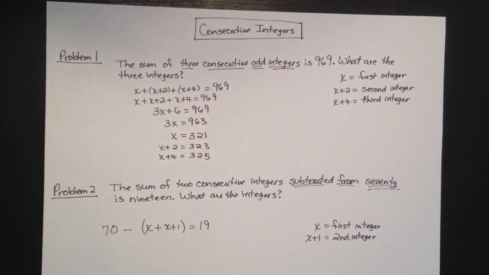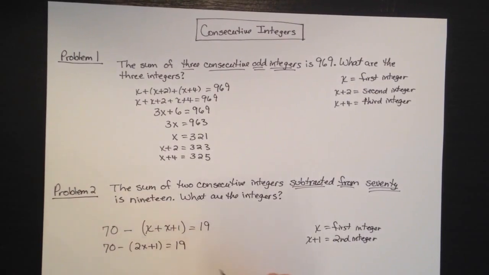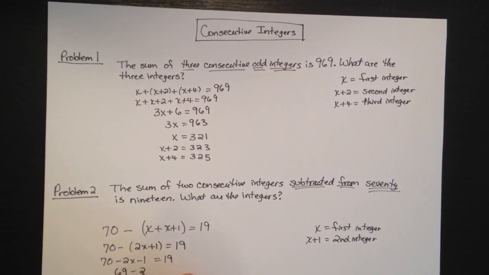Order of operations always applies, so within my parentheses I can collect like terms. I'll do that first. I have 70 minus 2x plus 1 is 19. I'll distribute the negative 1 I see outside the parentheses. This becomes 70 minus 2x minus 1 equals 19. I will collect like terms on the left-hand side of the equation. 70 minus 1 is 69 minus 2x equals 19.